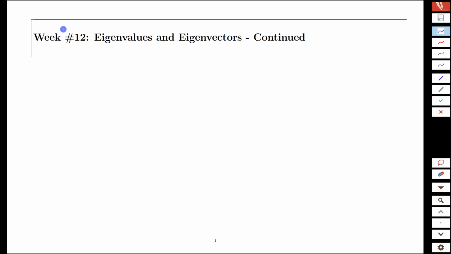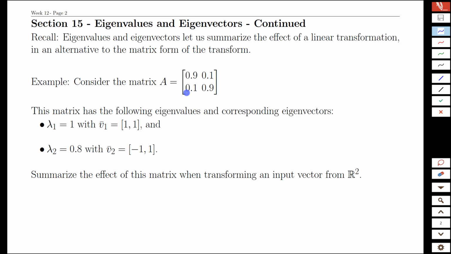In this, our final week of the course, we're going to continue with our study of eigenvalues and eigenvectors. To resume, we're going to look at a matrix and just remind ourselves about what eigenvalues and eigenvectors mean, or what one interpretation of them is. If we think of matrices representing linear transformations, then eigenvalues and eigenvectors provide us an alternative way to summarize the effect of that linear transformation.